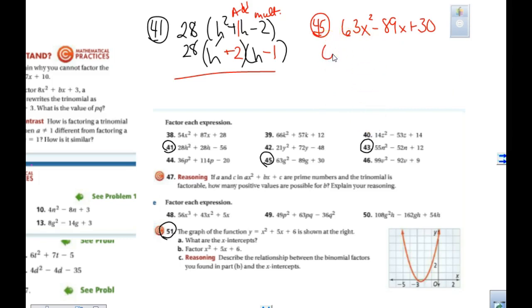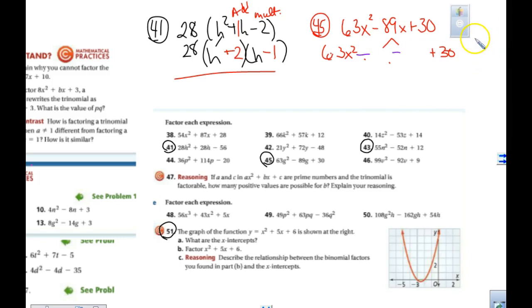The next step is you are writing it as 63x squared. You have to have a middle term, and then you have to have plus 30. You have to have two things in here that you are adding. That's what you have to figure out, your split, right? And it has to split to a negative 89. When you multiply these, they both have to be negative, so this is going to be a minus and this is going to be a minus when you split.